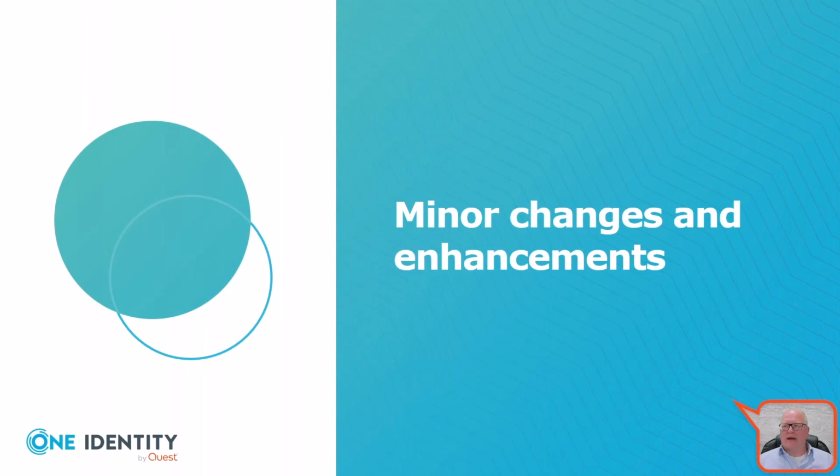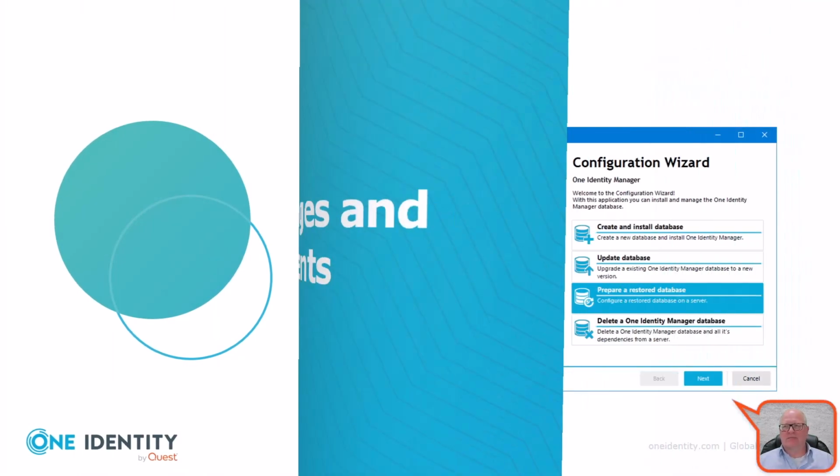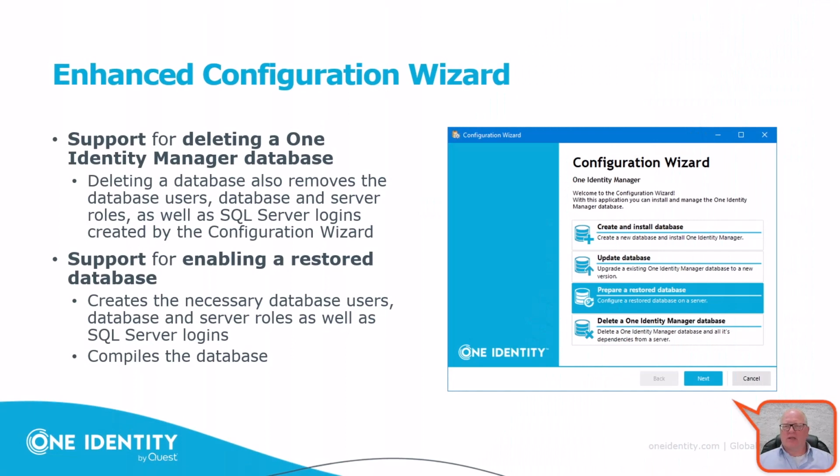And now let's talk about minor changes and enhancements. We start with the configuration wizard. In the configuration wizard there are two new options. One option allows you to delete databases. You might remember that in the past it was necessary from time to time, especially in test environments, to delete Identity Manager databases, and for, I like to say, the beginner, it was a pain because there were some manual steps necessary before this was possible. Now in the new configuration wizard there is an option available which will delete databases.